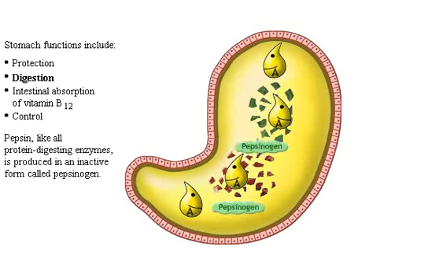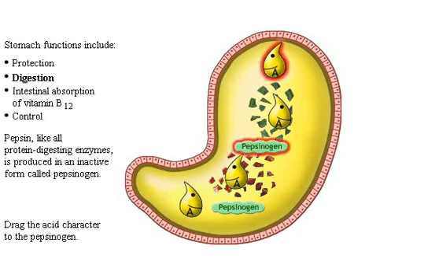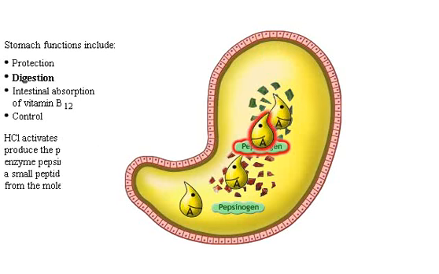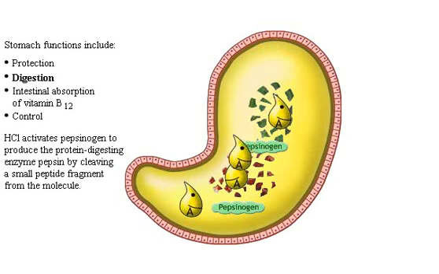Pepsin, like all protein-digesting enzymes, is produced in an inactive form called pepsinogen. If chief cells produced the active enzyme, they would self-digest. Drag the acid character to the pepsinogen. Hydrochloric acid activates pepsinogen to produce the protein-digesting enzyme pepsin by cleaving a small peptide fragment from the molecule.